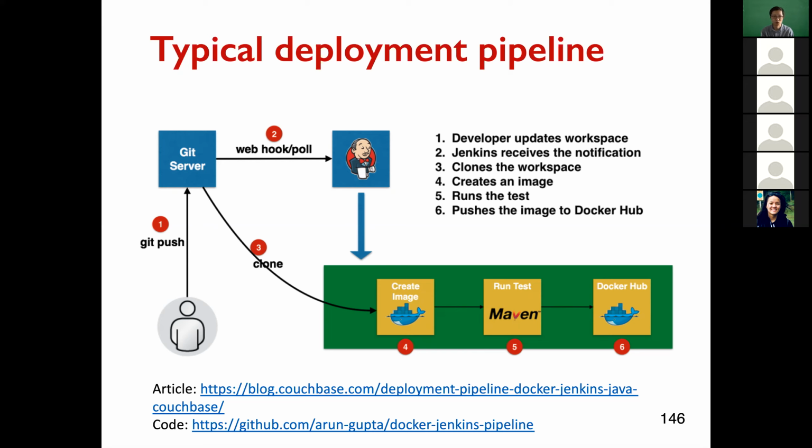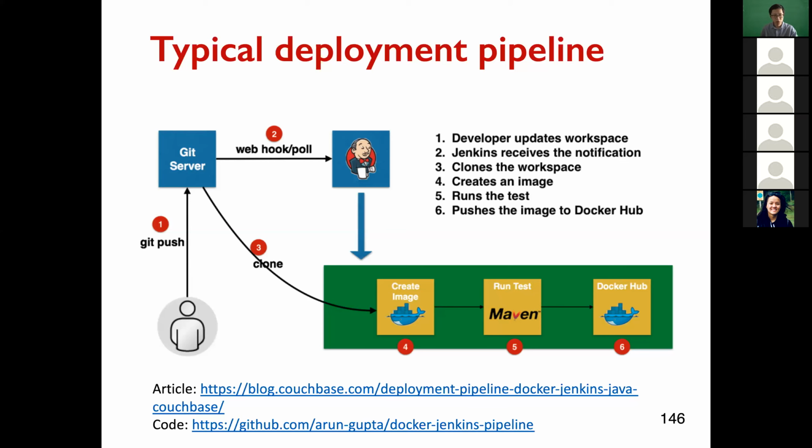For example, for sure, it needs to clone the code from the Git server, because after it receives the notification, it would clone the code from Git before it runs the build, the tests, and the static analysis, right? So this is a typical deployment pipeline. There are articles and source code, so you may check. Okay.